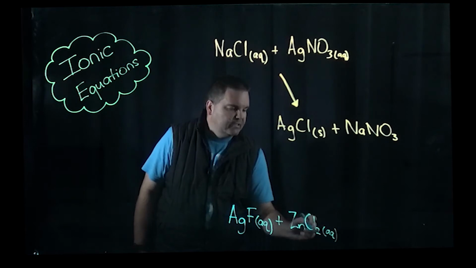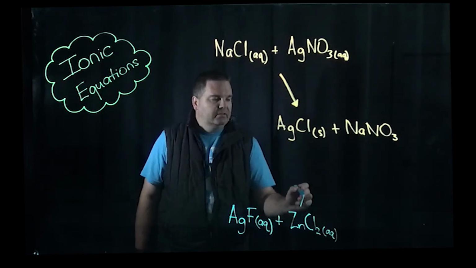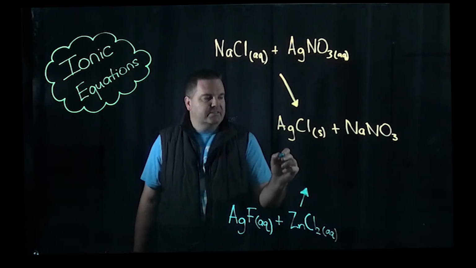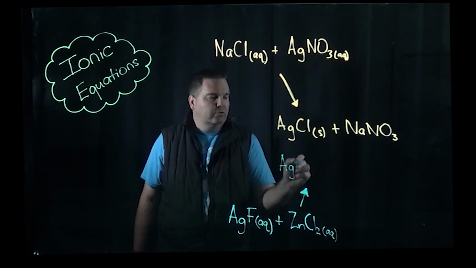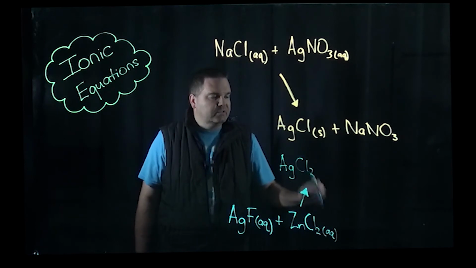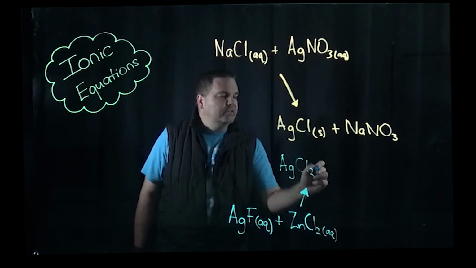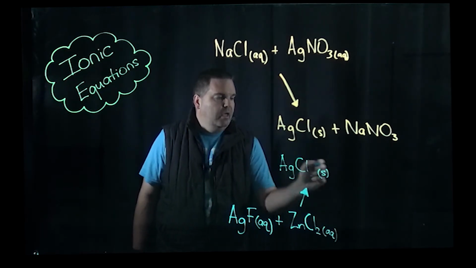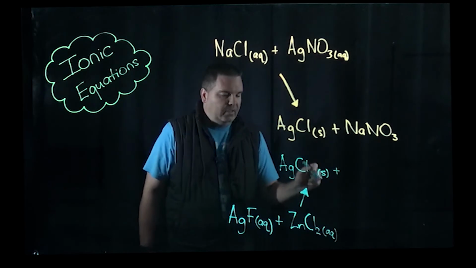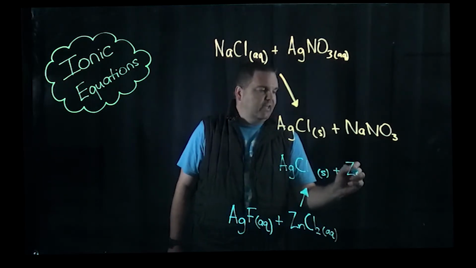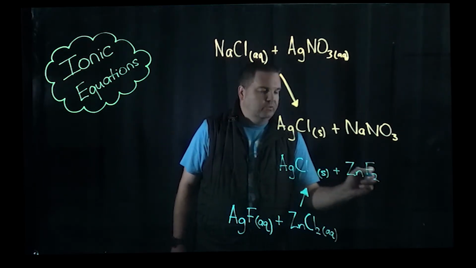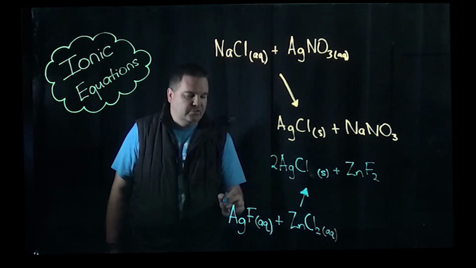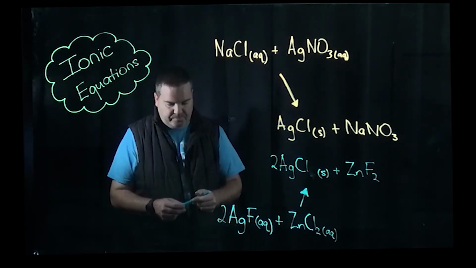And when we react these together, we get this. Again, what we get is some silver chloride. Sorry, this blue one's dying. All right, silver chloride, which is actually a solid in solution. And we get some zinc fluoride, ZnF2. So we obviously need to balance this up with a 2 there and a 2 there.